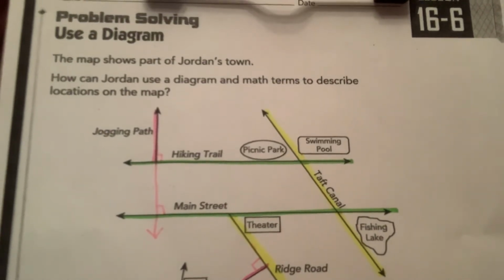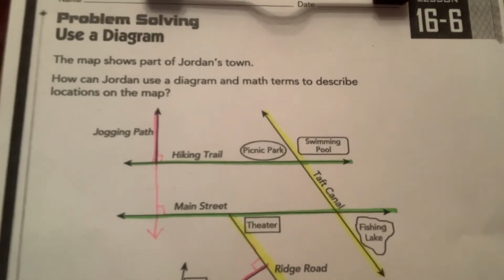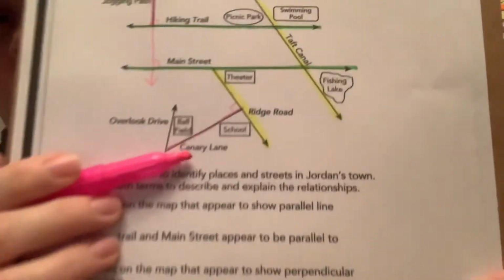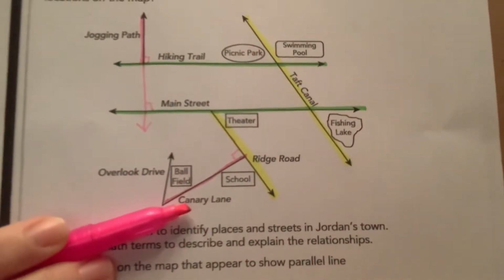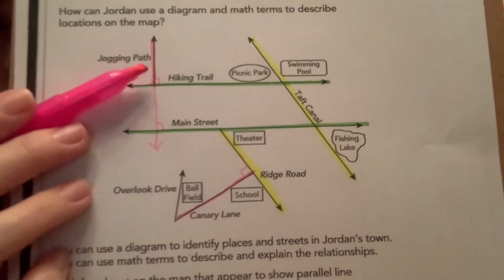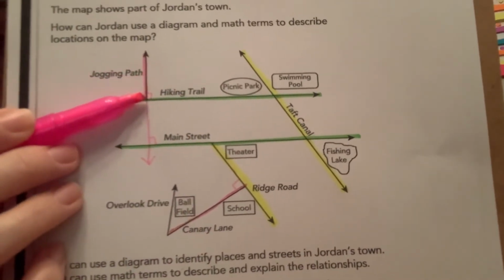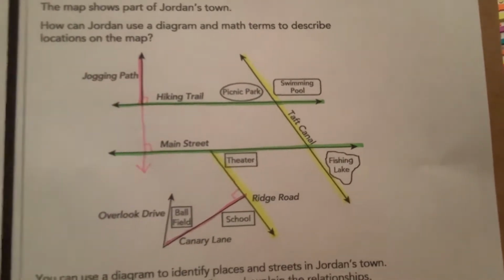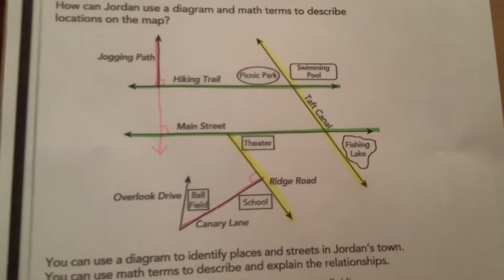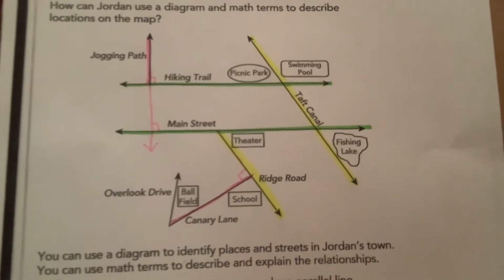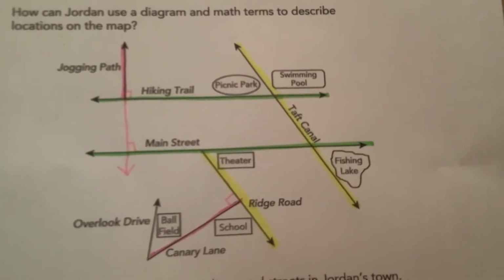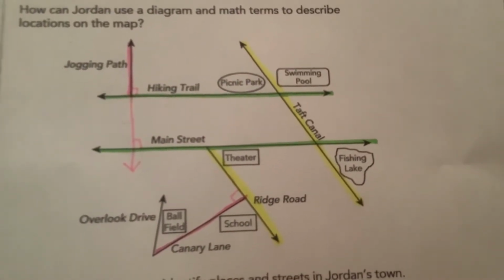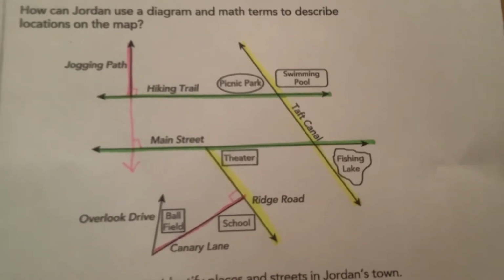Okay, so you should have three answers there. Ridge Road and Canary Lane, that is this one down here. You should have the jogging path and Main Street and the jogging path and the hiking trail. And explain why they seem to be perpendicular, because they look like they make a right angle when they intersect. Okay, moving on to number 3.